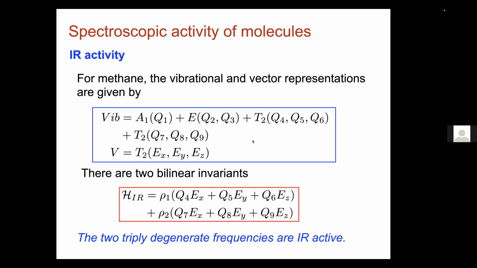But all I have to see is this is T2. T2 is contained in V, okay, active. This is inactive. So it's extremely simple, okay? Any questions so far?